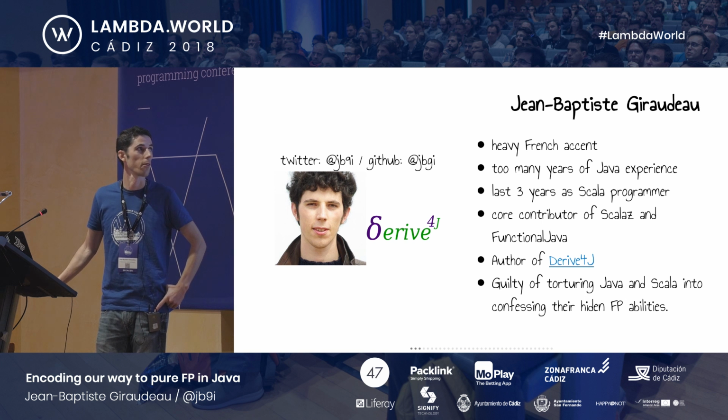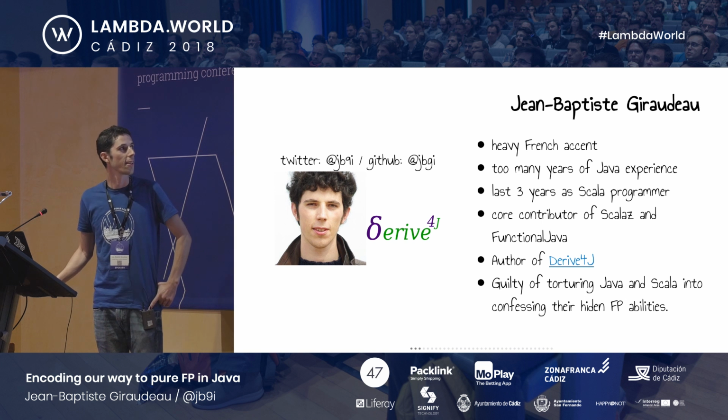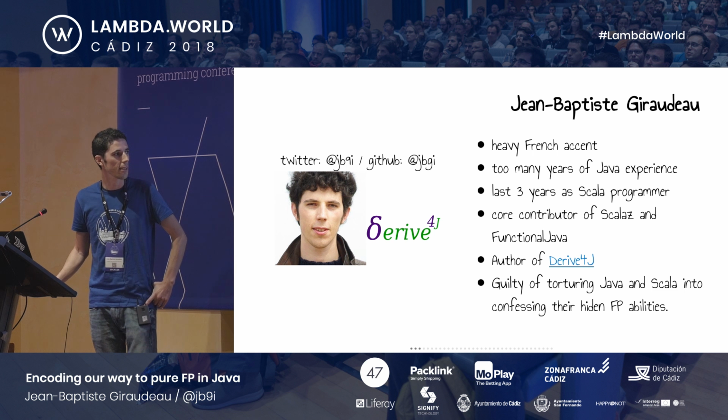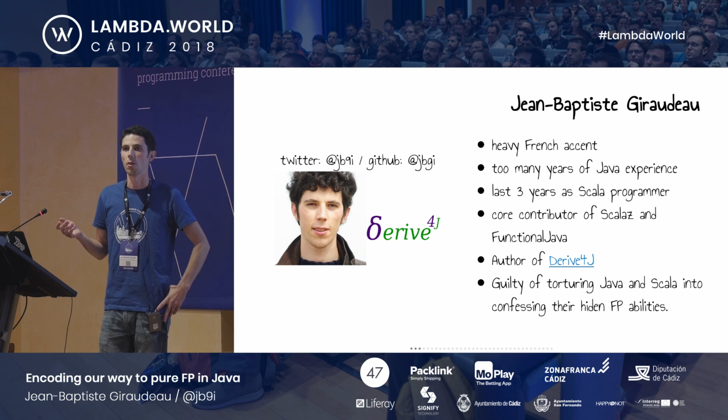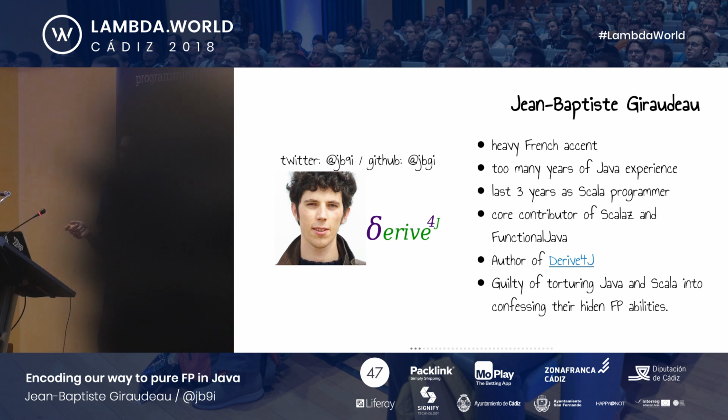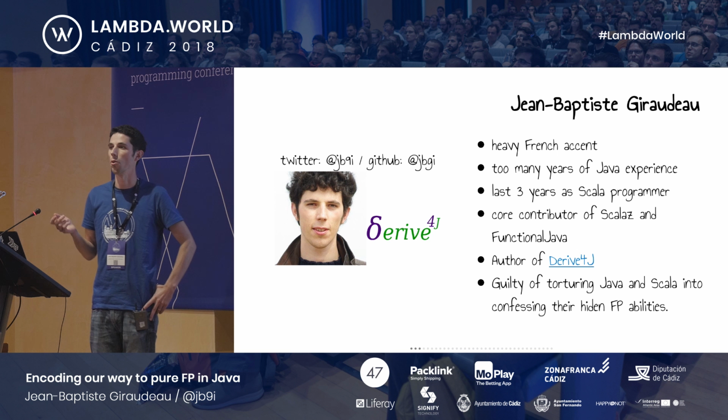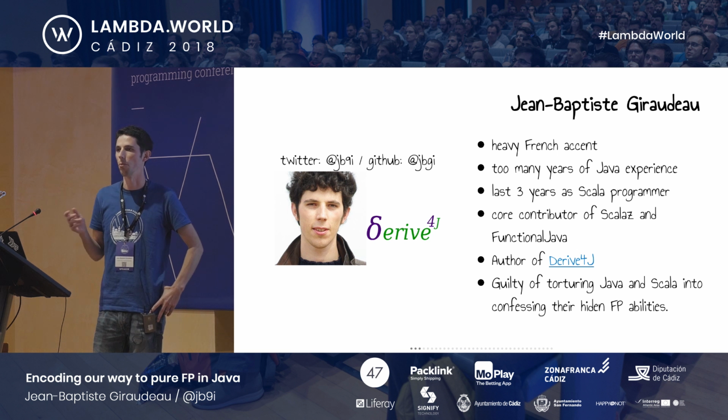So I was already introduced. So the i4j is a nice tool that I wrote. It generates a lot of stuff, and in particular, it makes it very easy to use algebraic data types in Java. And as you know, algebraic data types are the bread and butter of functional programming.